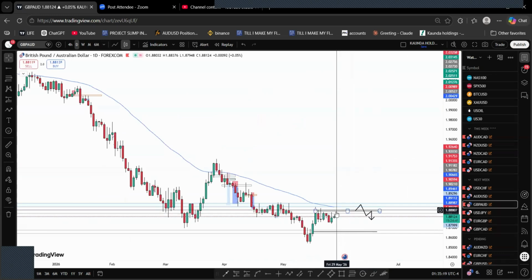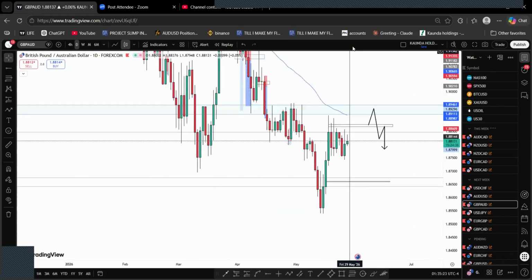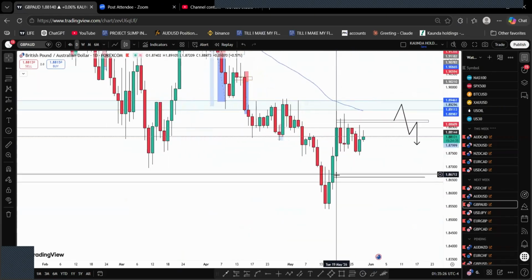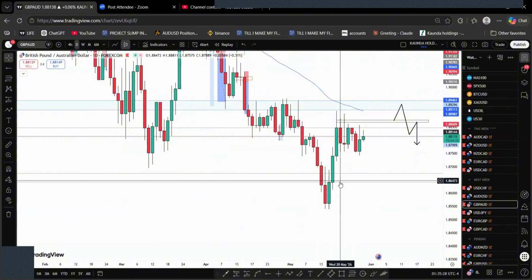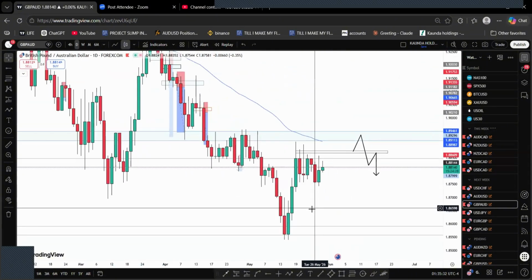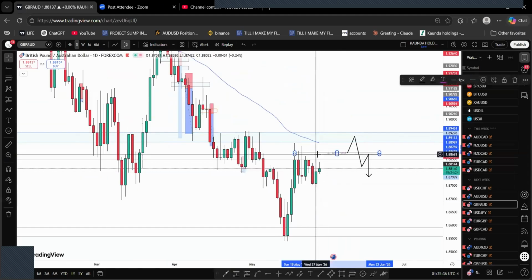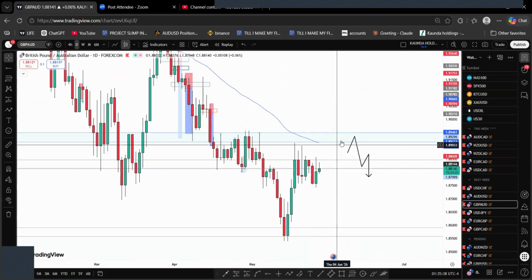GBPAUD, I also wanted to make a new high on the daily time frame. And then we can buy. Let me just move this to kind of reduce conflict. Yep. So I just need price to come back here one more time, then we can buy.